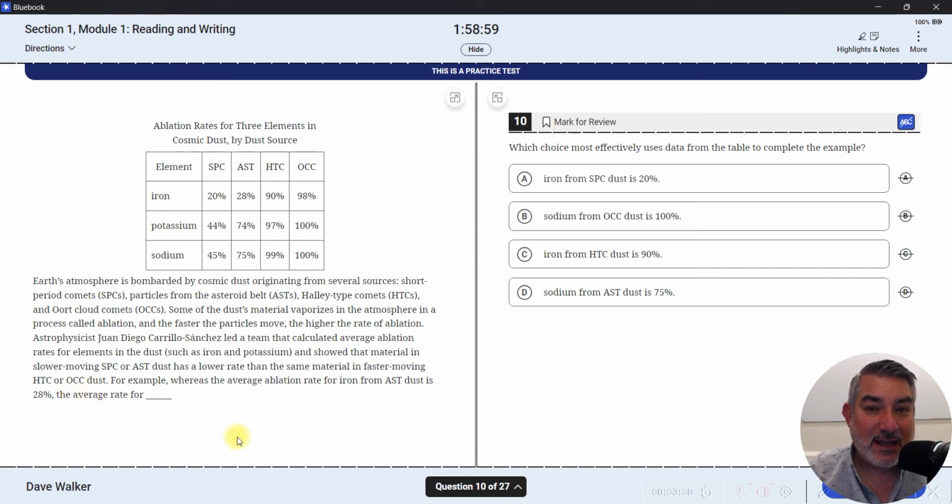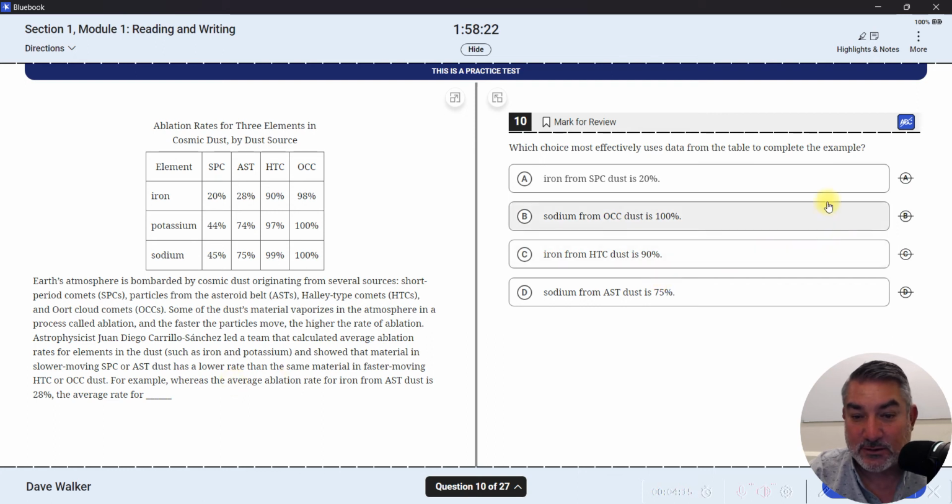So in terms of basic categories, we know that in order to support that claim, the correct answer must contain information about the slow dust and the fast dust, because we are making a comparative claim about slow dust versus fast dust. And we see that this supporting example begins by talking about AST dust, which is one of the slow ones. So the correct answer has to mention one of the fast ones, which are HTC or OCC.